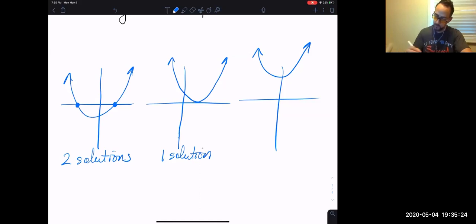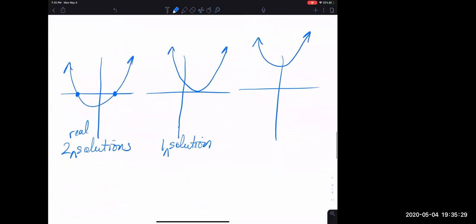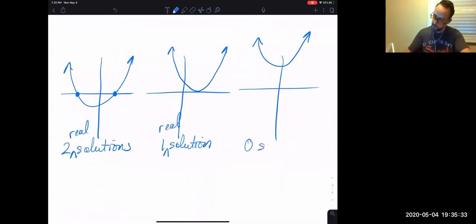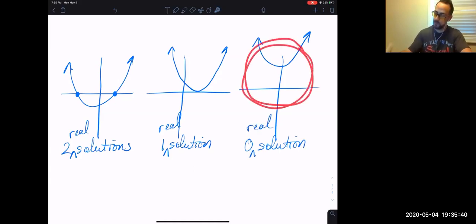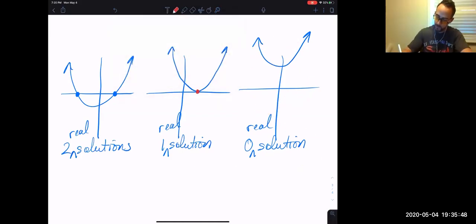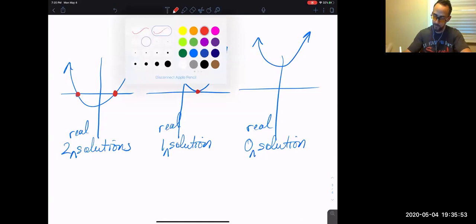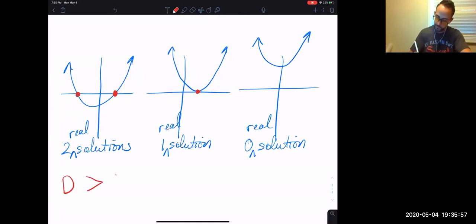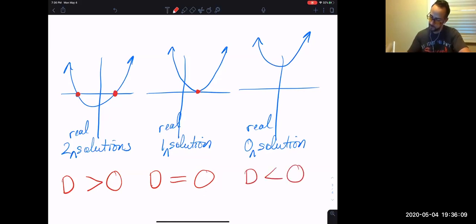And we're talking about real solutions, by the way, right? Yeah, exactly. One real. This one has 0 solutions. We're talking about real solutions. So this one we say has 2 imaginary solutions actually, but it has 0 real solutions. This has one solution right here. This has 2 solutions here and here. This has 0 solutions. So in this case, the discriminant is positive because it has 2 real solutions. In this case, the discriminant is equal to 0 because it has 1 solution, a double solution. This one, the discriminant is negative because it has no real solutions.